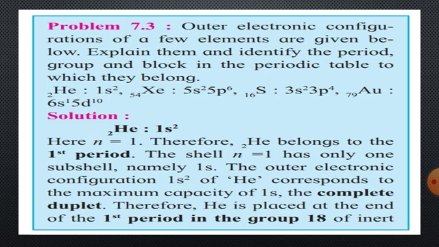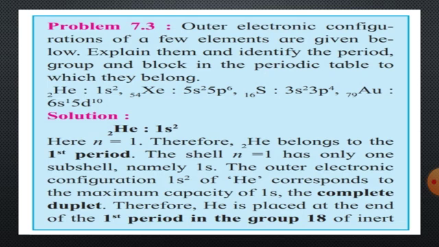You see, the maximum capacity for the s subshell is 2. And here helium shows a complete doublet. Its valence shell is completely filled. So in group 18, I've explained earlier, the group 18 elements' valence shell is completely filled and they have a complete octet. Due to the similarity of helium and the other group 18 elements, helium is placed at the end of the first period in group 18.